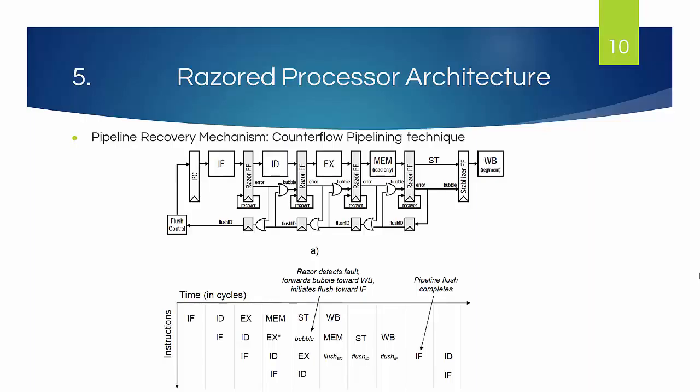At each stage that the flush train visits, a bubble replaces the pipeline stage. When the flush ID reaches the start of the pipeline, the flush control logic restarts the pipeline at the instruction following the failing instruction. In part A, it shows the pipeline organization, and in part B, it shows the pipeline timing for an error occurring in the execute stage.